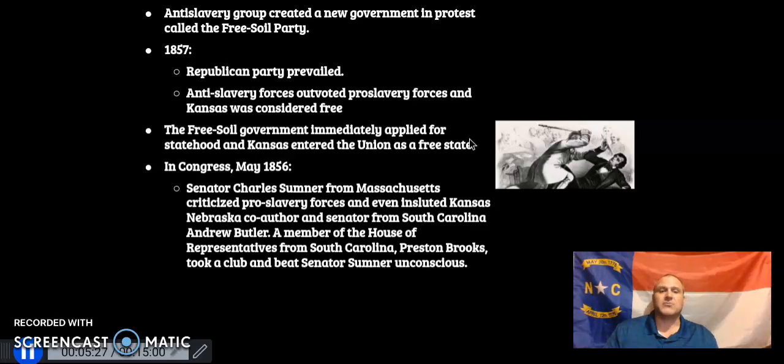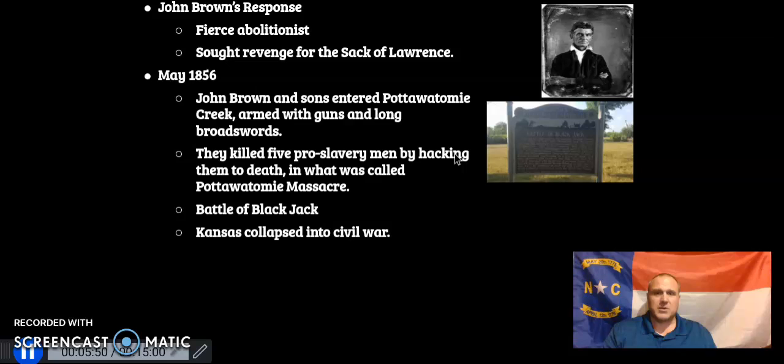A member of the House of Representatives from South Carolina, a guy named Preston Brooks, goes up to him with a big cane and starts beating Senator Sumner unconscious on the Congress floor. Think about if our congressmen started doing that today, right? Think about if Mitch McConnell just started punching people across the aisle. It's crazy. This is what was happening in the United States because of what was going on in Kansas. So this was called Bleeding Kansas, right? The Sack of Lawrence, burning buildings. That's what's going on here.